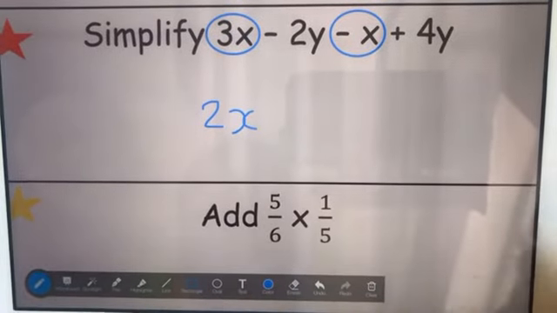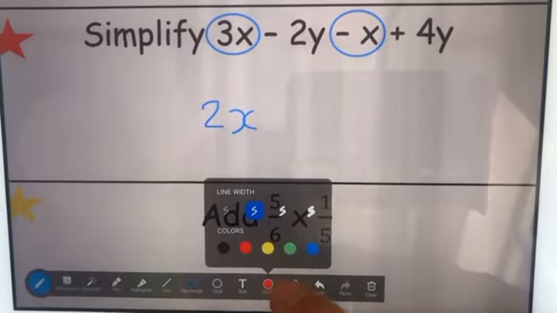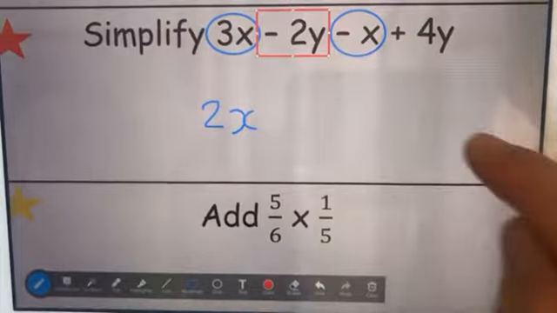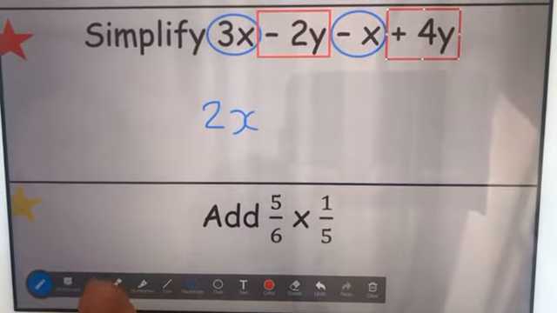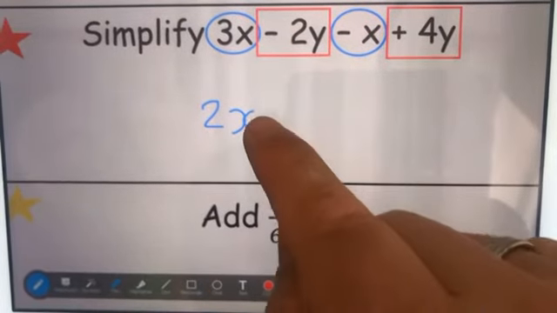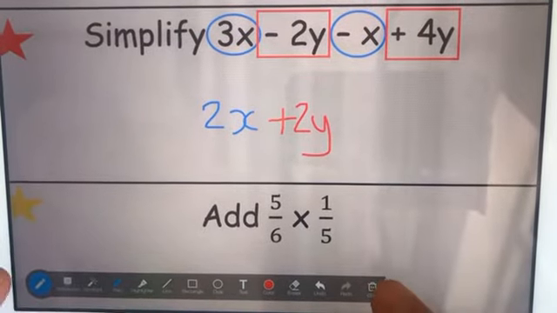Then you can do a different shape if you want to. I'm going to pick a rectangle around the other letters, sorry. So I'm going to do a rectangle around the 2y and a rectangle around the 4y. Make sure you get the sign in front of it in as well. 4y take away 2y is just positive 2y. So my answer is 2x plus 2y.